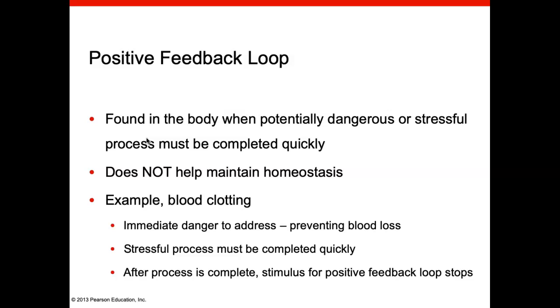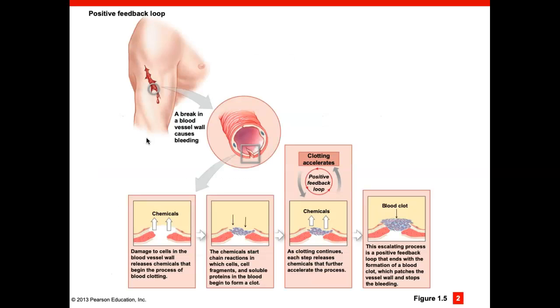So a good example is blood clotting. The immediate danger to address is preventing blood loss so you don't die. And it must be done very, very quickly. And so after the process is completed, the stimulus for the positive feedback loop stops, and the blood clotting procedure will stop.